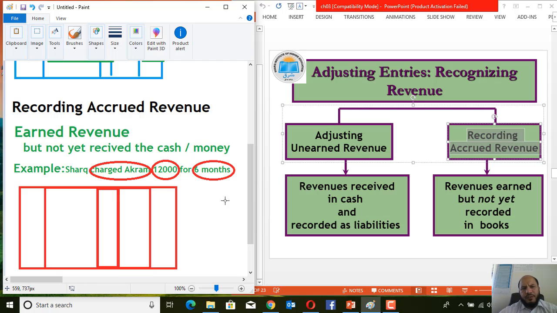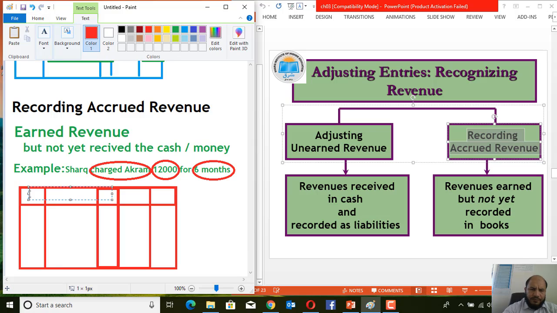Okay, very good. Now let's write down the titles. Consider dear students that the first column is the date column, we have the description column, we have the reference number column, we have the debit record column, and we have the credit record column. So these are the different columns that we have in this journal.